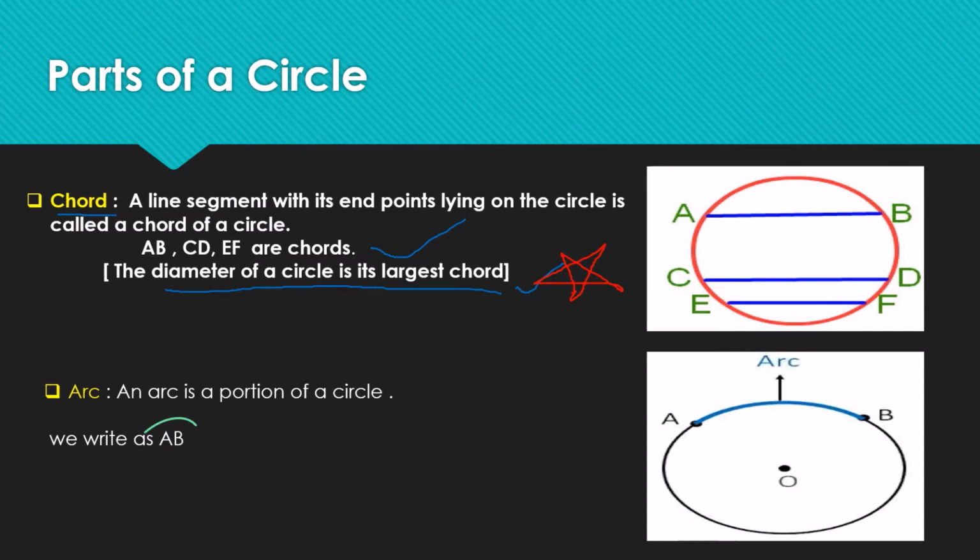Next part we will discuss is arc. Arc is simply any portion of the circle. It is AB. Any curvy portion of the boundary is called an arc, and we write arc with this symbol. So here from this figure we find AB is an arc.